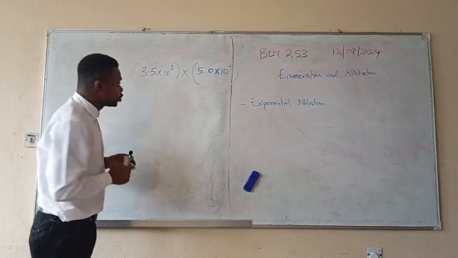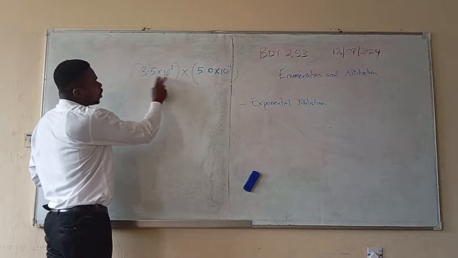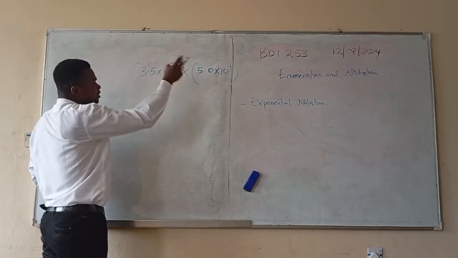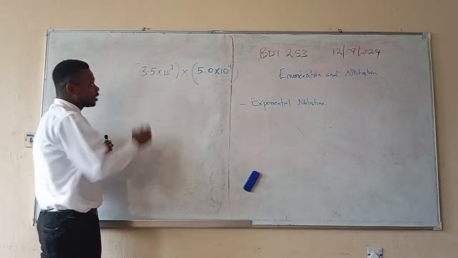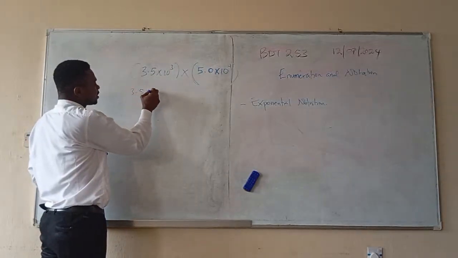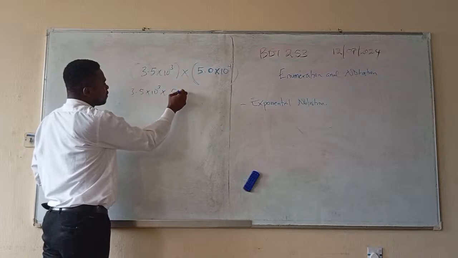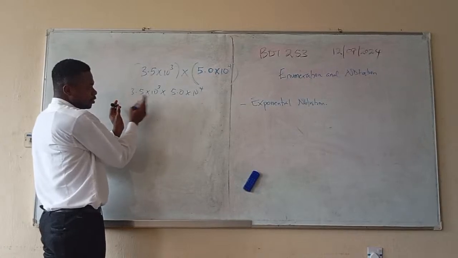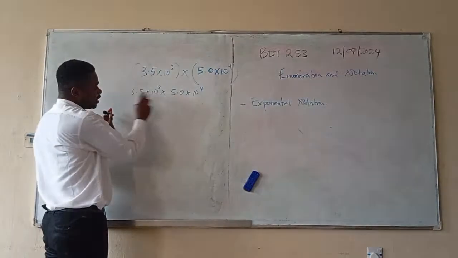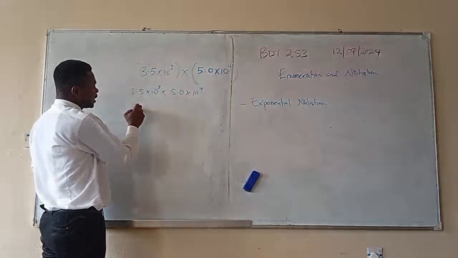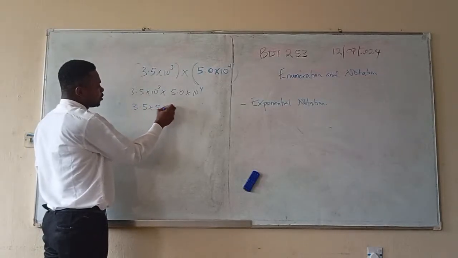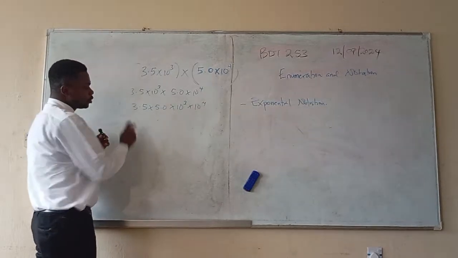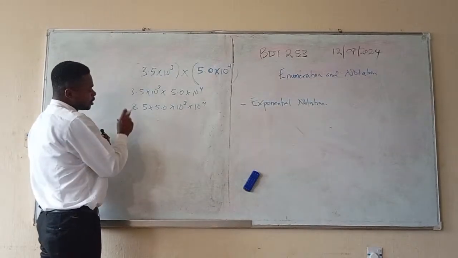Are we together? Because of this multiplication, the brackets have not much effect. You can simply say 3.5 times 10 to the power 3 times 5.0 times 10 to the power 4. You can bring the like terms together. So you can simply say 3.5 times 5.0 times 10 to the power 3 times 10 to the power 4. You tackle this with your normal multiplication.